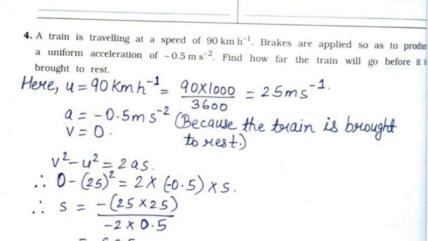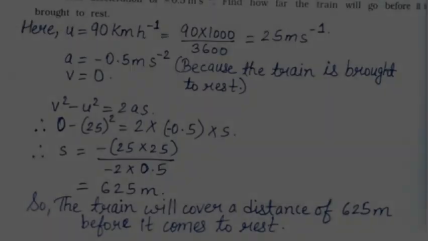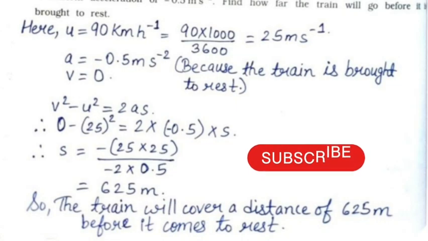Fourth one is a train is traveling at a speed of 90 km per hour. Brakes are applied so as to produce a uniform acceleration of minus 0.5 meter per second square. Find how far the train will go before it is brought to rest. So you can see the complete solution and complete it in your workbook.